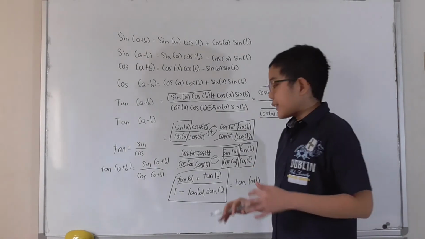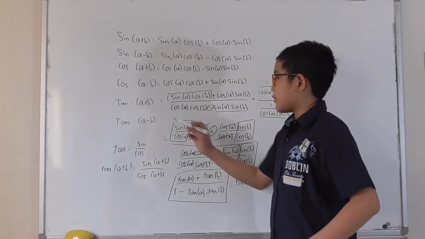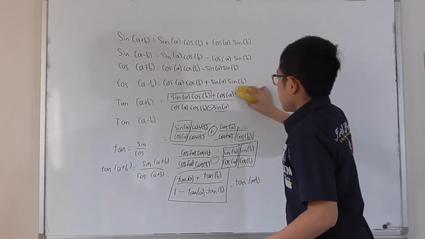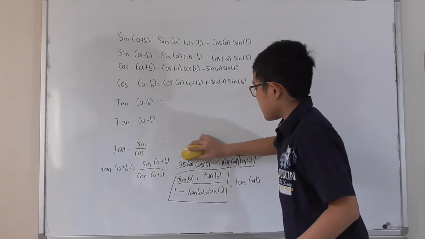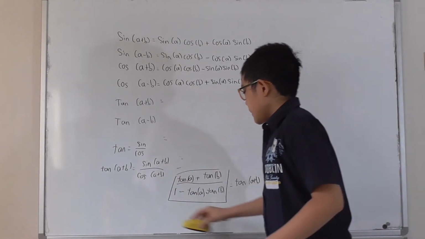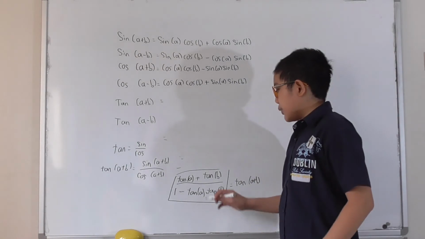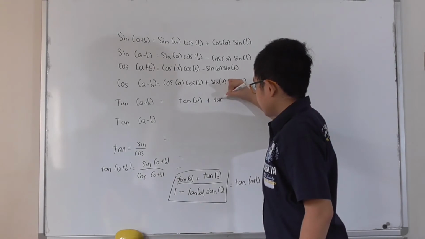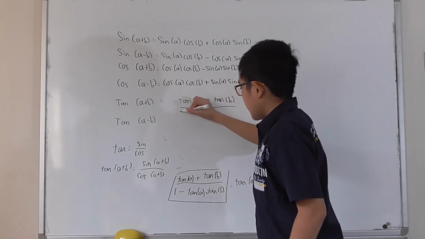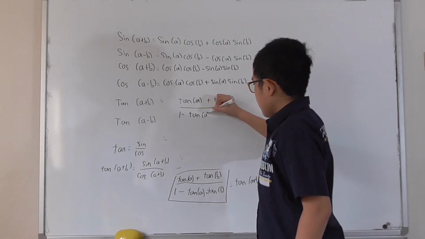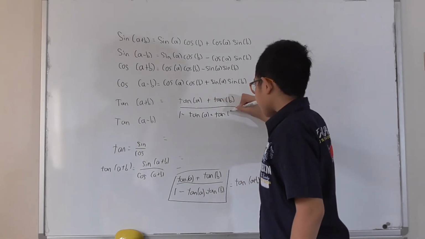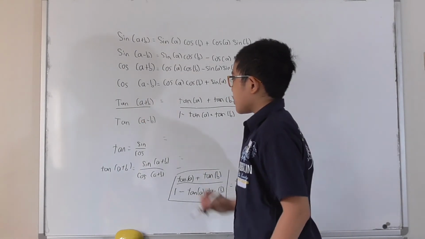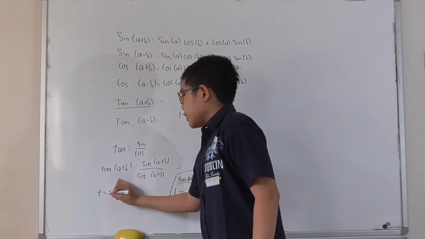And then we can use this equation to solve for our tangent of A minus B. But first, let me just erase some parts over here. Okay, so let's just rewrite our equation. So tangent of A plus B equals tangent of A plus tangent of B over 1 minus tangent of A times tangent of B. Then, the first thing to consider is our tangent of A plus B. So, if you write in here, tangent of A plus B.